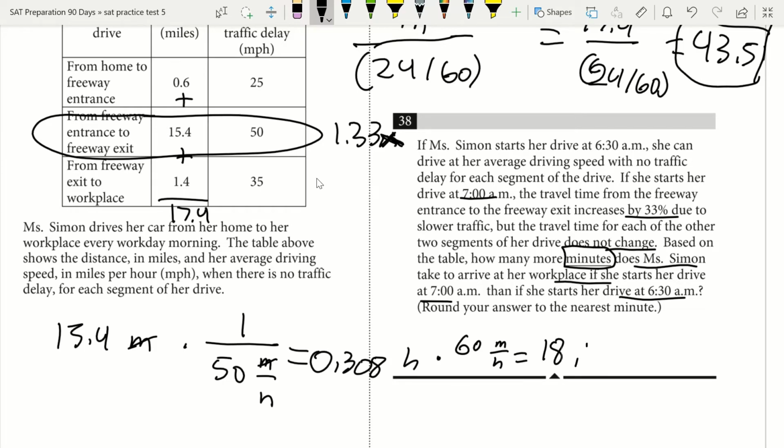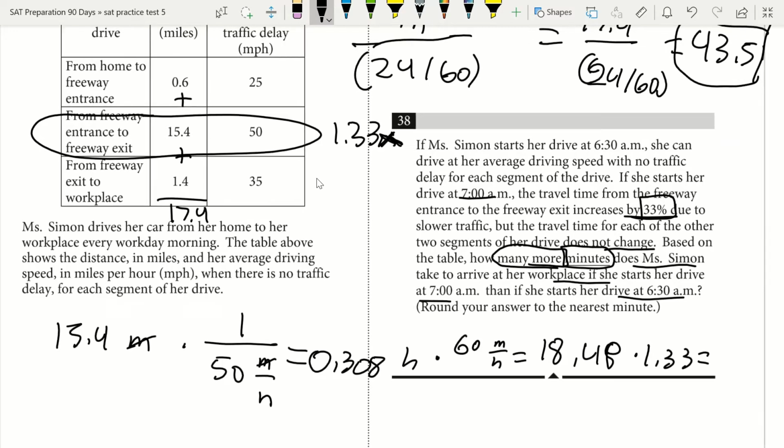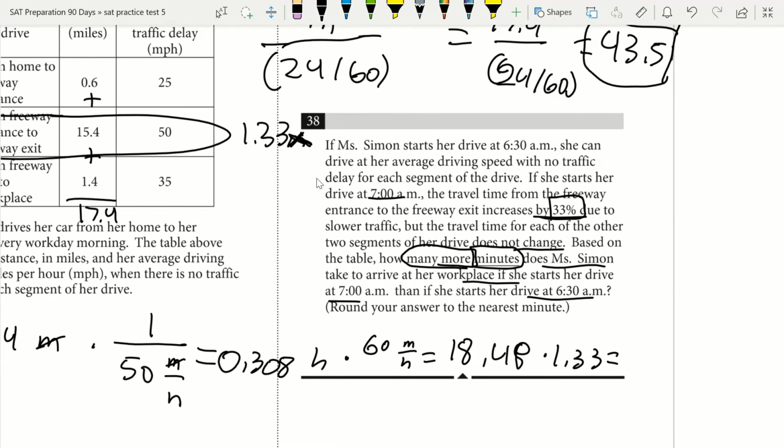Is that our answer? No, it is not, because we have to multiply that by that 1.33 for that 30% increase due to that slower traffic. Actually, that will not be our final answer because we're asked for how many more minutes Miss Simon's driving. So we actually should have only multiplied by 0.33. We take that 18.48, multiply it by 0.33, and that's going to give us 6.09.